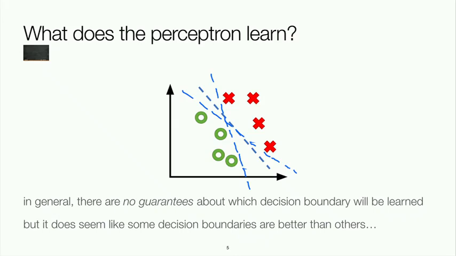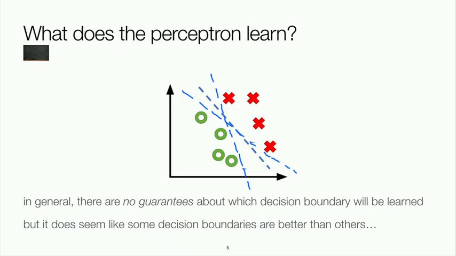So in general, for perceptron, there are no guarantees about which decision boundary, which separating hyperplane, is going to be learned. But if we look at some of these boundaries, it does seem, at least intuitively, that some seem better than others. We might intuitively say that the one that was originally on this slide seems better than the two that I just drew onto there, okay?